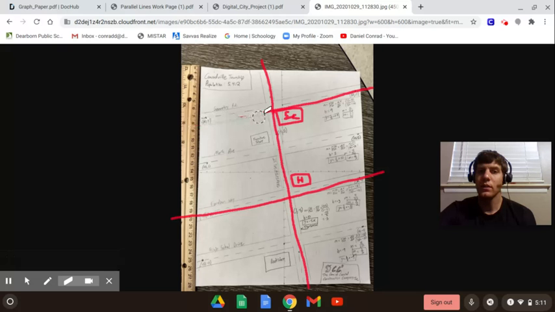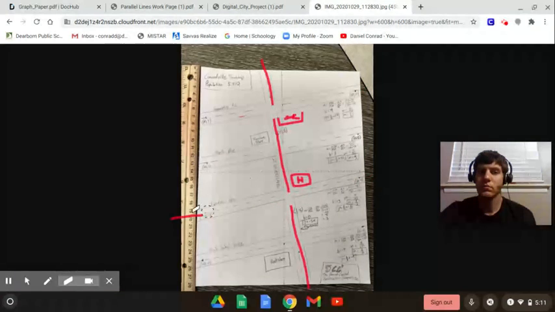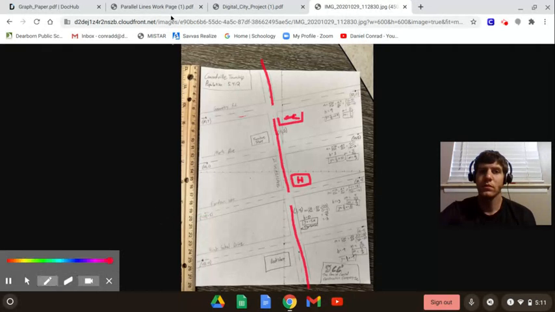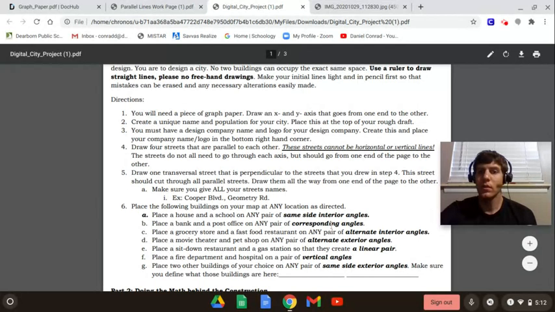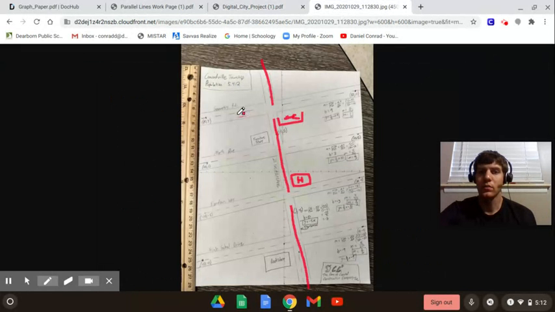Okay, and then when we go to the next one, we're going to pick two different. We could pick the same roads, or we can pick two different ones. So when we go to place our next one, and this should be an easy part here, a bank and a post office at any pair of corresponding angles. So you first got to pick which two lines you want to use. Again, it doesn't matter. Let's go with these two.